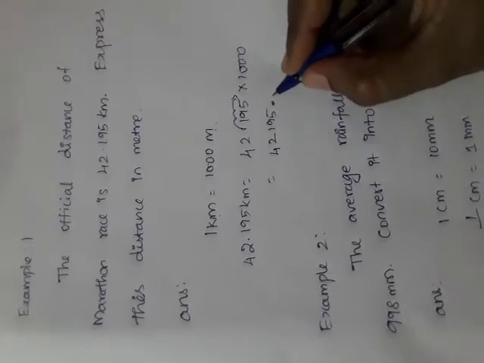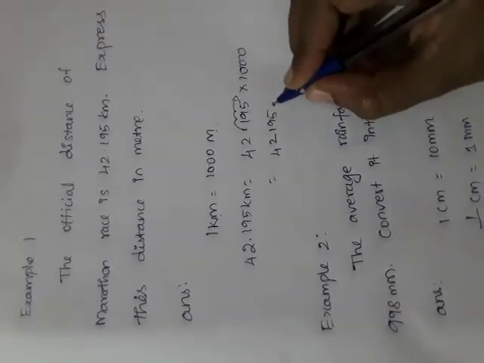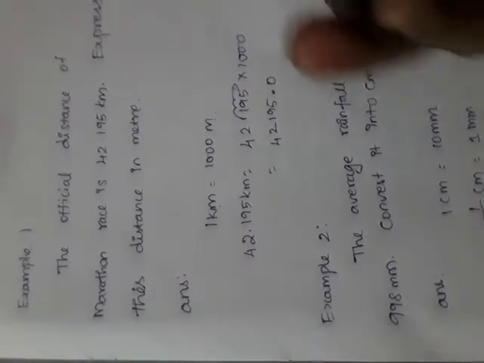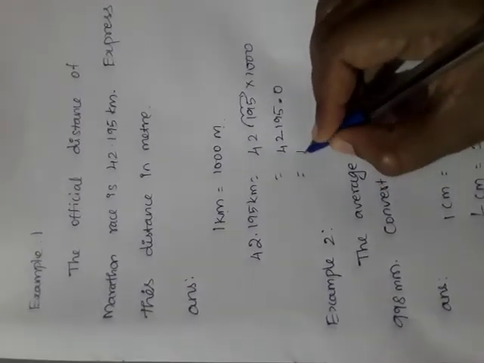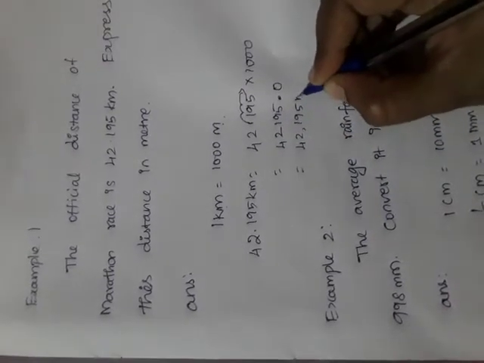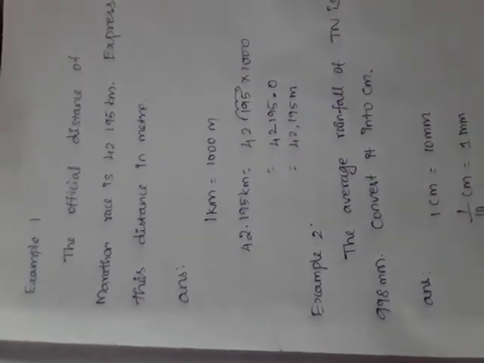As I said before, if the numbers are missing after the decimal point, you just put a 0, or else you just leave it as 42,195 meter. That's your answer. So we converted this kilometer into meter.